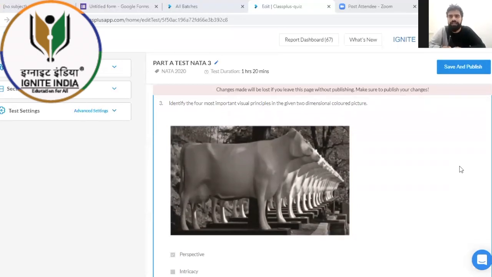Now again, here is the third question, based on your exam pattern as it is. Identify the 4 most important visual principles in the given two-dimensional color pictures. They have mentioned it very clearly: 2-dimensional colored pictures, so it is not 3-dimensional. It's made in such a way that it's 2-dimensional, so you may feel like this. Now you have to look at the appropriate words, which are here below.